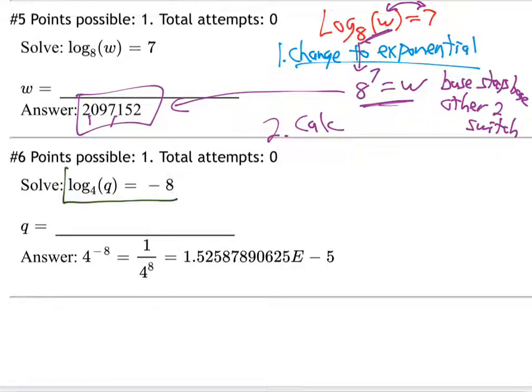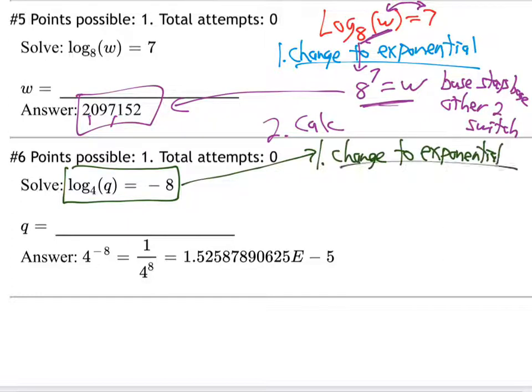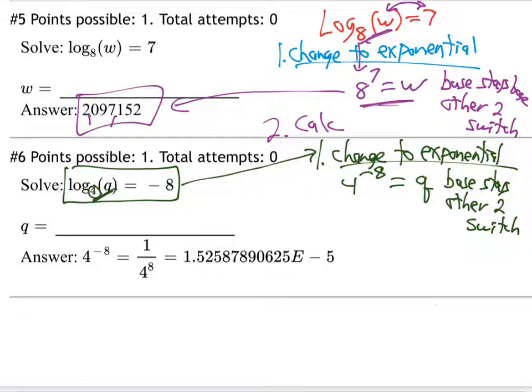All right, let's go on to number 6 here. So they want me to solve this, another log question. So you know what to do, right? We got to step 1, change to exponential. So that means what? The base stays the base, the 4, that's the lowered down number. The other two switch. Instead of 4 to the Q, it's 4 to the negative 8, and the Q goes over there, right? Base stays, other two switch.